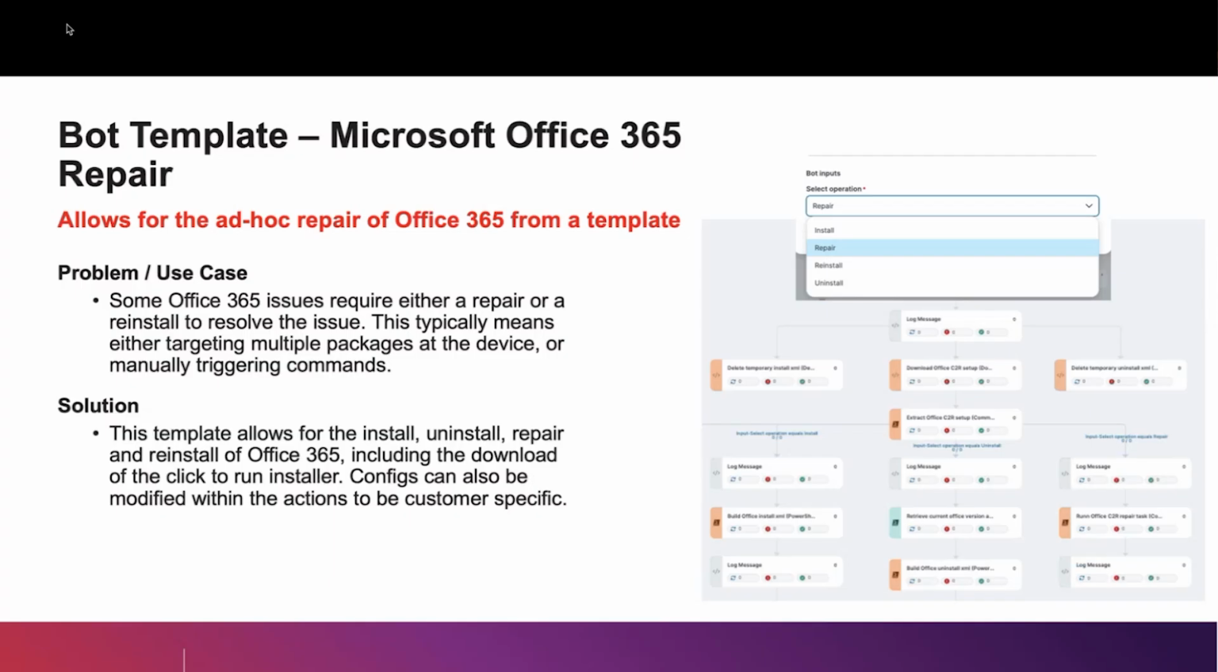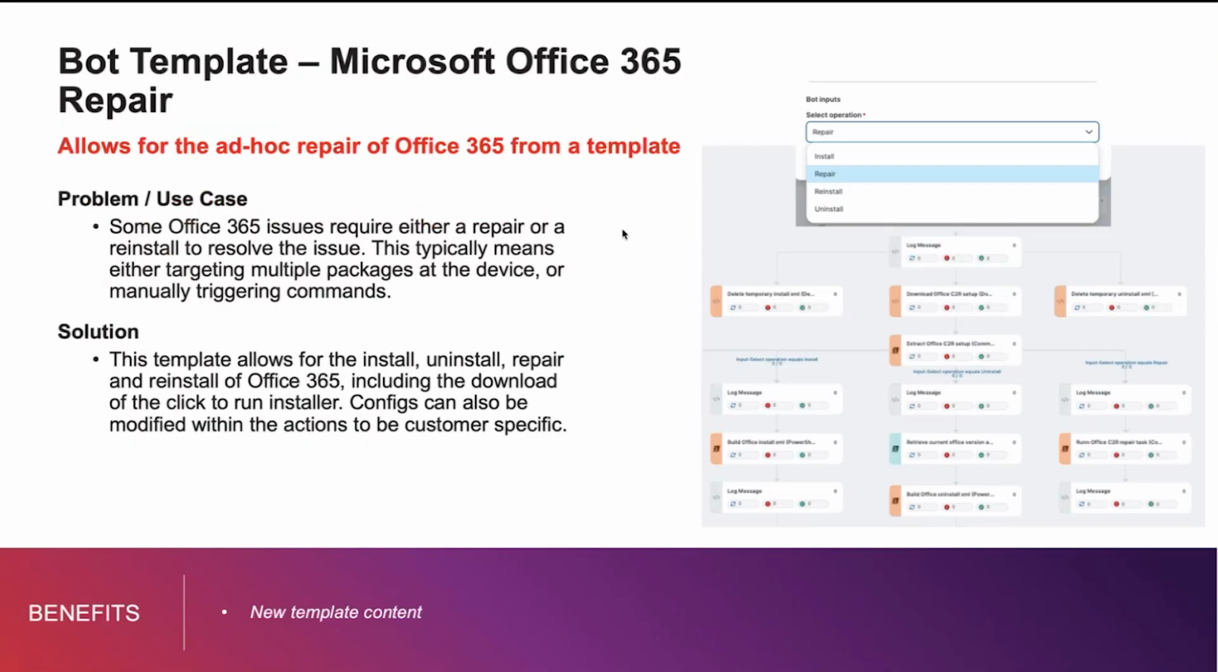From the current slide here, we also have some more out-of-the-box templates we're going to be releasing. First of all, Microsoft Office 365 repair. As we look across the landscape of DEX capabilities, one of the key areas is how we can heal applications. Office, of course, being one of the most prevalent and ubiquitous apps, we've got a new out-of-the-box bot to really help with its maintenance.